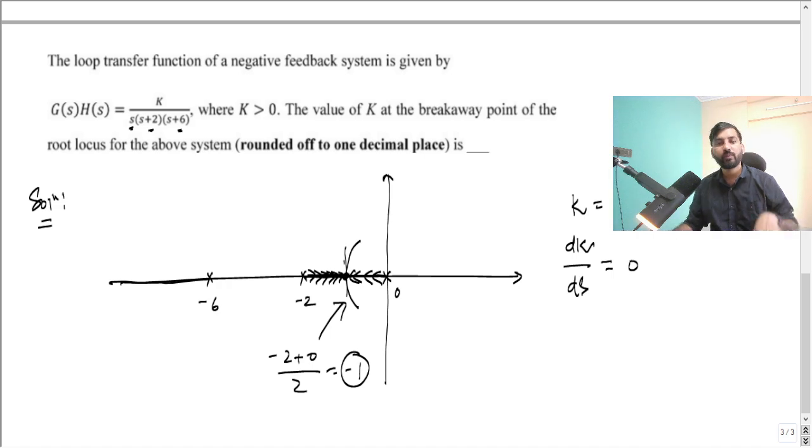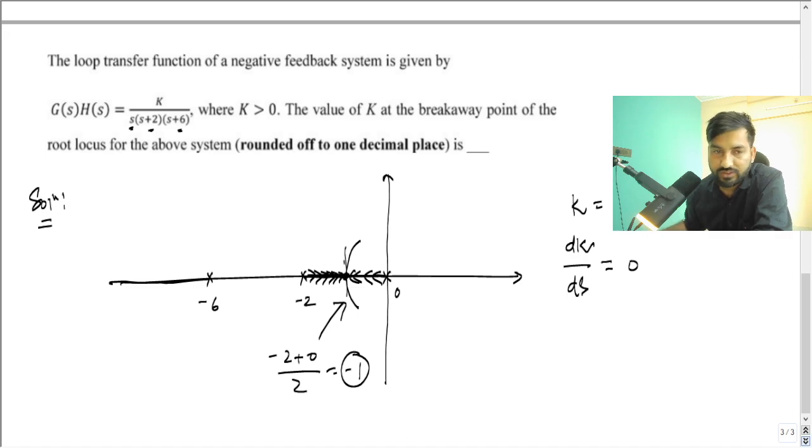So the midpoint of -2 and 0, you're going to get -1. So this is the value of s equal to -1, where you can evaluate, okay, this point can be the valid breakaway point. So approximately you can find out now the k value.